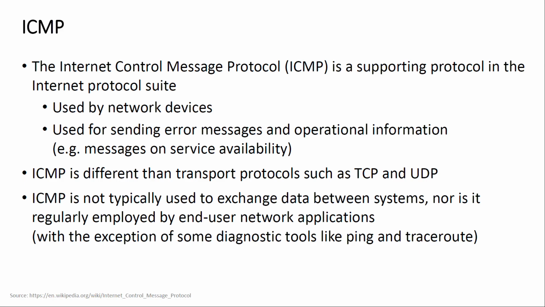It is for sending error messages and operational information, for example, messages on service availability. ICMP is different than transport protocols such as TCP and UDP. ICMP is not typically used to exchange data between systems, nor is it regularly employed by end-user network applications, with the exception of some diagnostic tools like ping and traceroute.